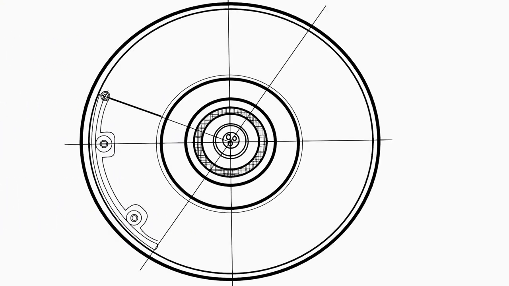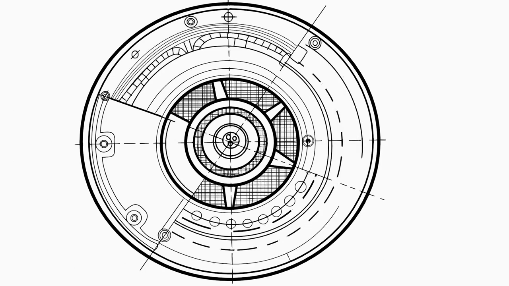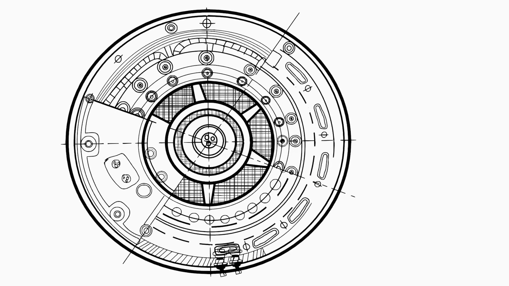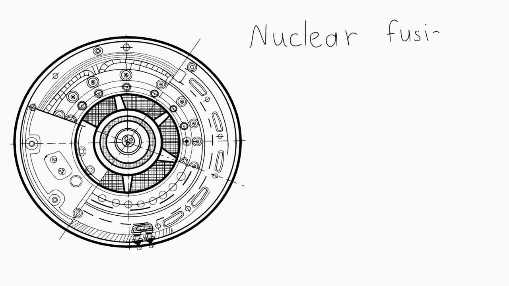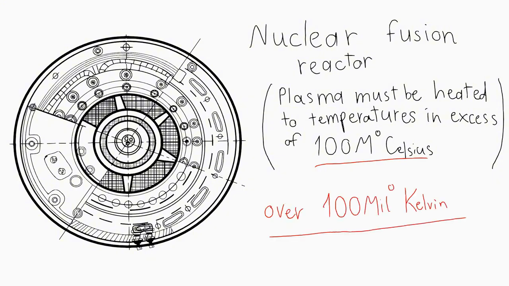For example, this is the nuclear fusion reactor illustration, and the energy released in this thing is used to produce electrical power. And the energy is produced by heating plasma to temperatures in excess of 100 million degrees Celsius.